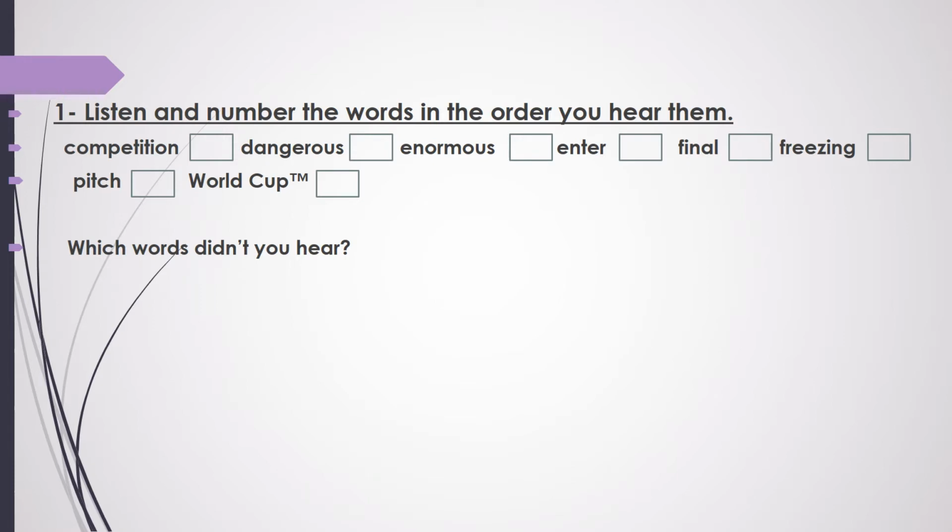Which words didn't you hear? Now you are going to listen to a short paragraph about the World Cup competition, and you are going to number these words as you hear them. Then you are going to write the words that you didn't hear next to this question.